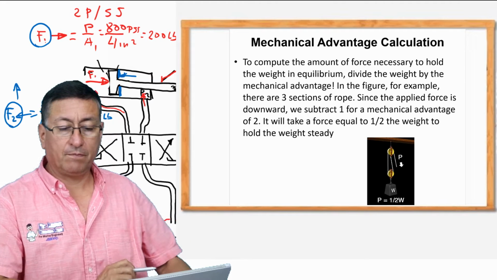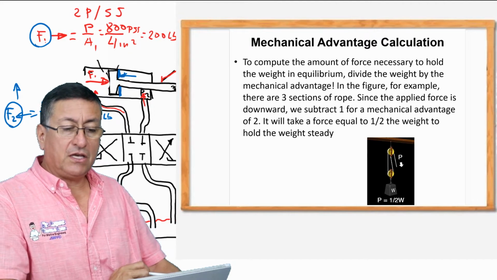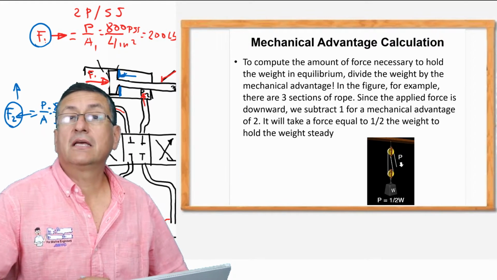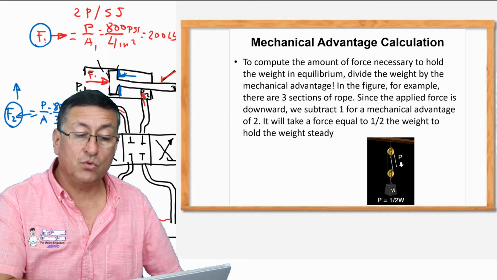Let me check that one. In this one, you have 1, 2, and 3 lines, but the open end is going down, so the mechanical advantage is 2.